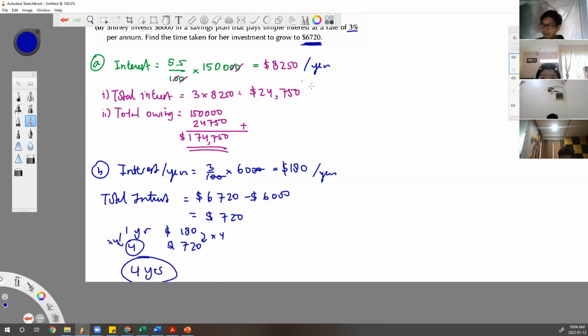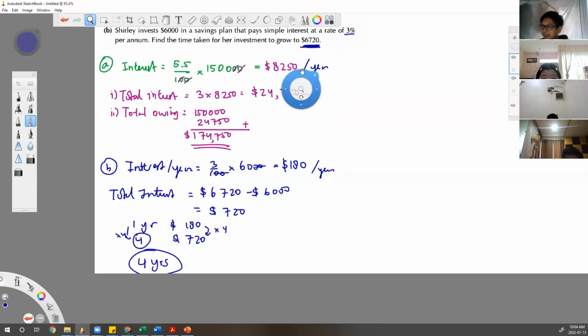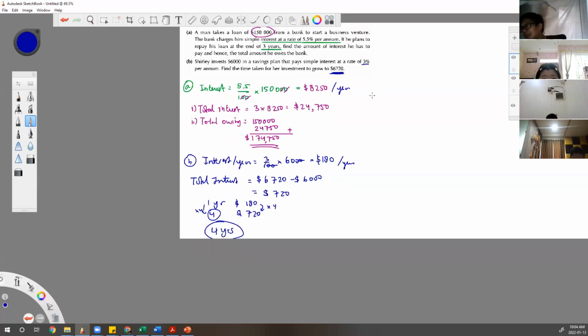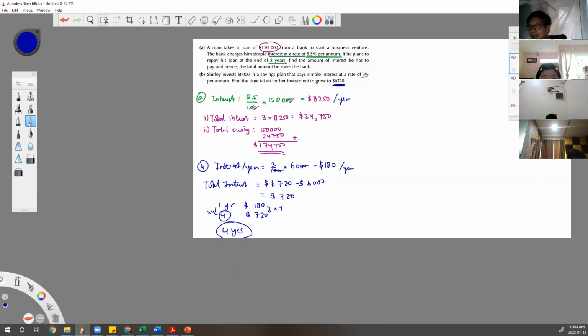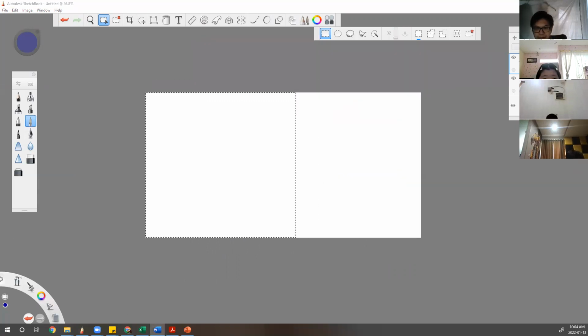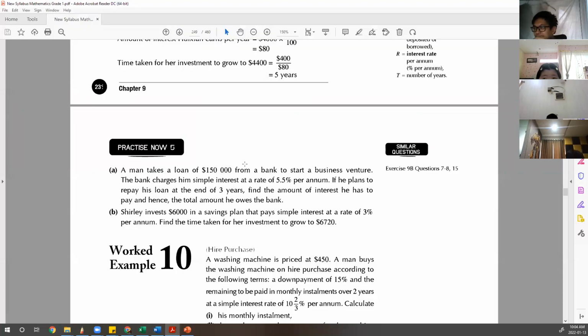So from 6,000, in 4 years, she can get $6,720. Jadi kayak gitu caranya ya. Atau you divide aja 720 divide by 180. It's the same. Okay, next. Let's see the next question. Oh, okay.